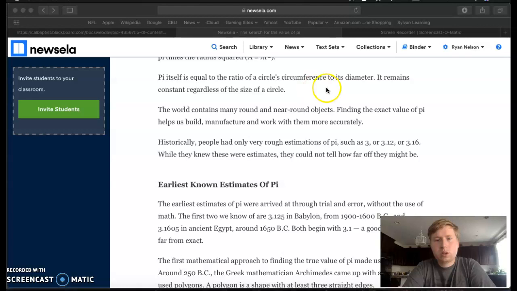Of a circle's circumference to its diameter. It remains constant regardless of the size of a circle. Okay, so now, after reading this, I understand what pi is and how it relates to circles. Awesome.